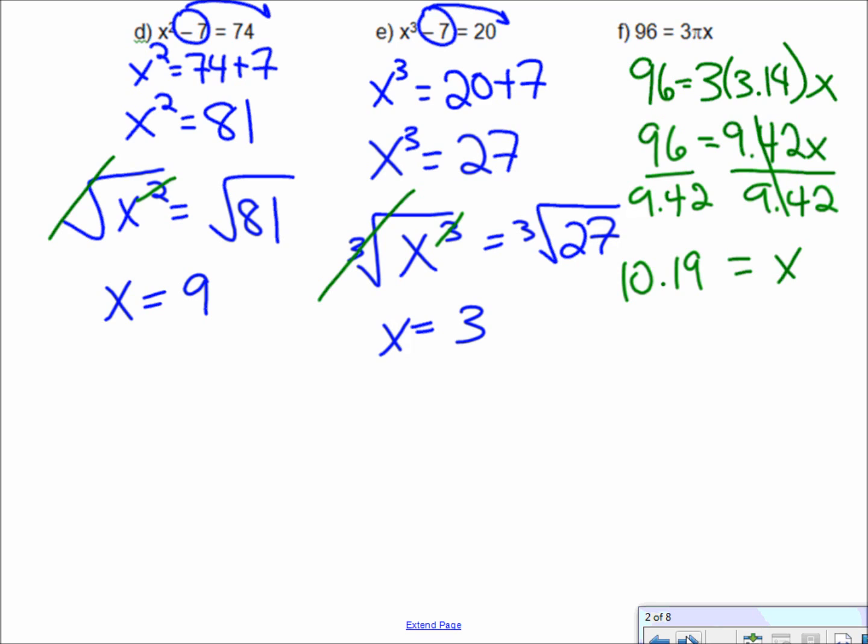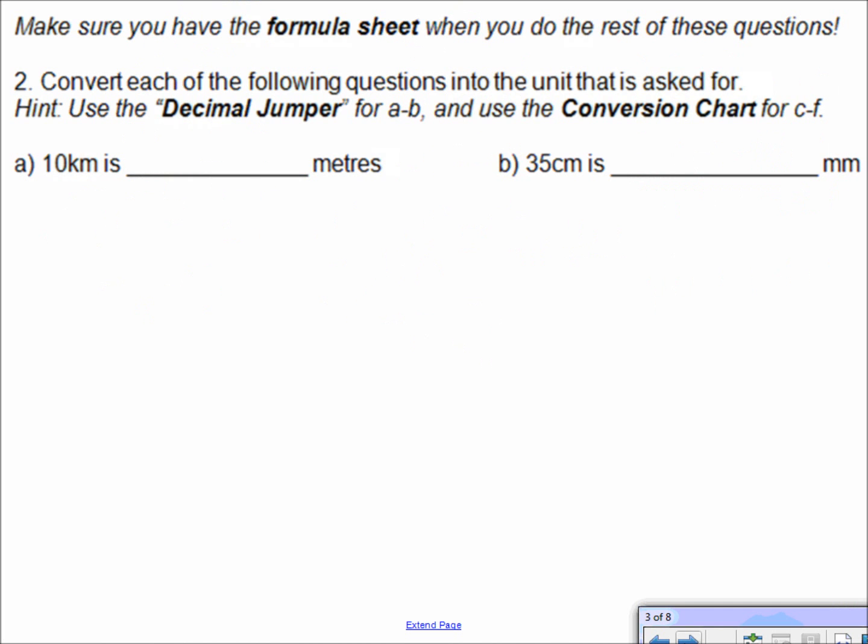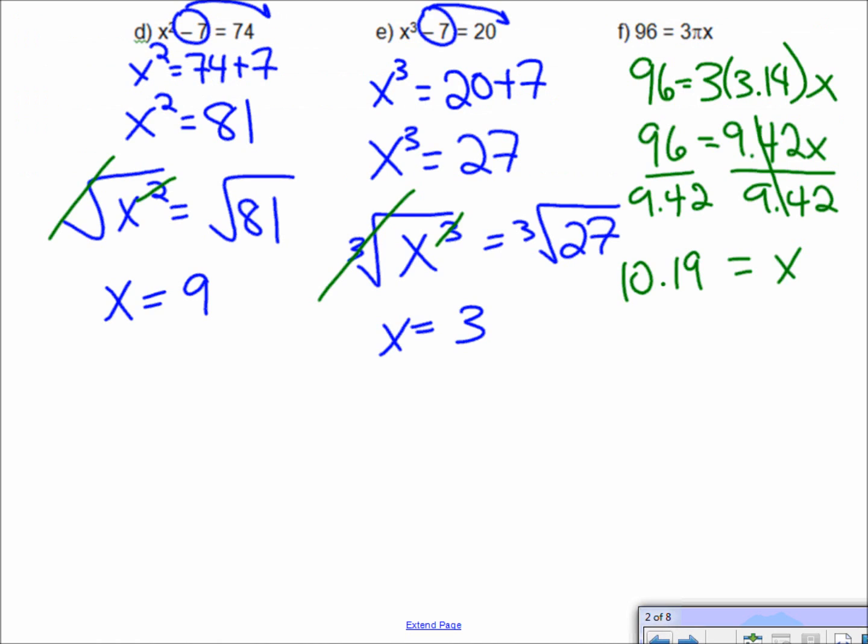What do you think? Does everyone have this written down? Okay. Did everyone else get what I got? Or did I type it in wrong? 96 divided by 9.42. I got 10.19.